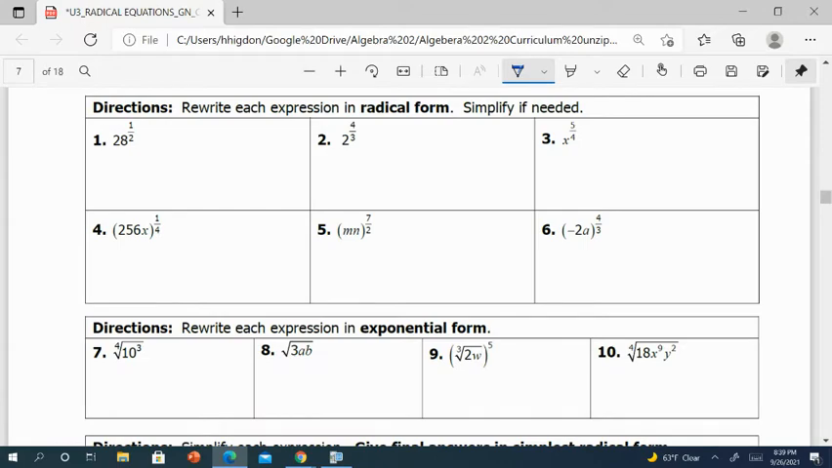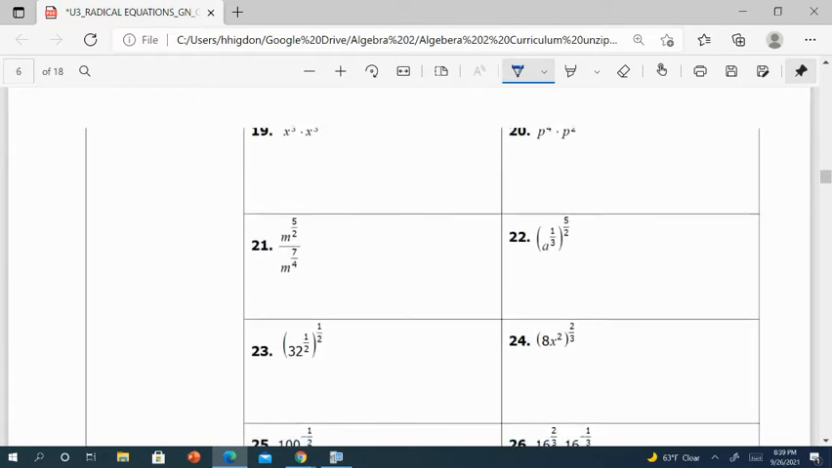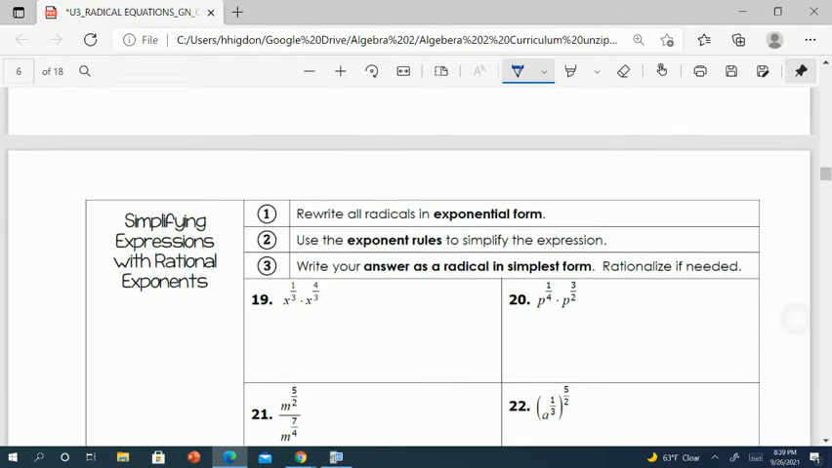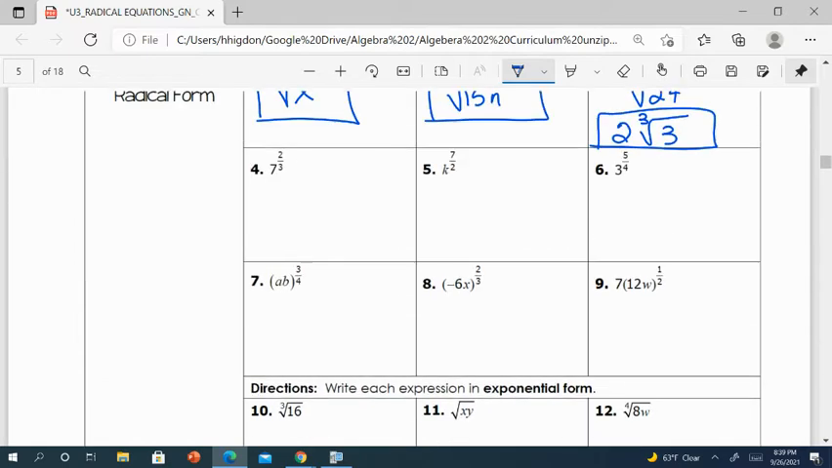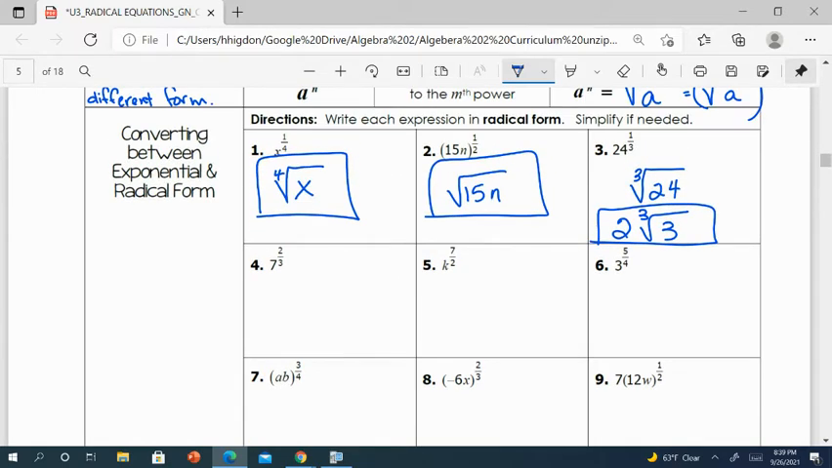All right, so let's look at number 4. I have 7 to the 2/3 power. So the 7 is the base. It goes underneath the radical. The denominator is a 3. And then we've got this squared. So I'm going to put the square on the 7. And 7 squared is 49.